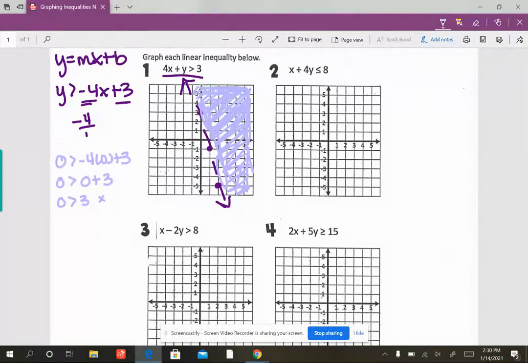So just pay attention to rewriting the inequality, graphing the y-intercept first, using the slope next, deciding whether it's a dotted or a solid line, and then where you need to shade. I know on number 3 for sure you will have to flip the symbol. You're going to have to divide by a negative. So pay attention to that. If you have questions, let me know.